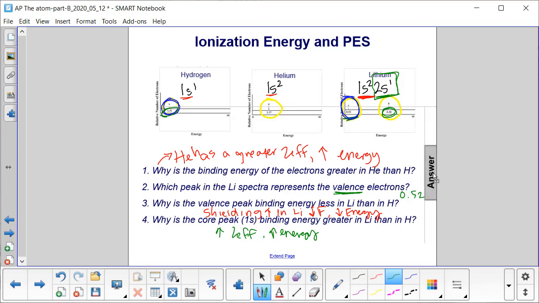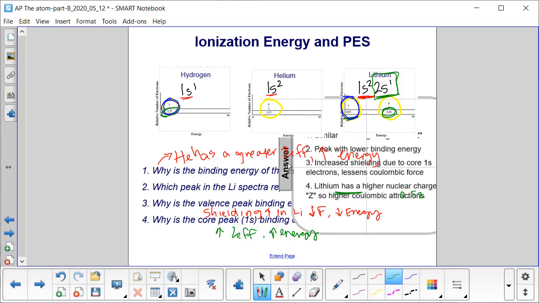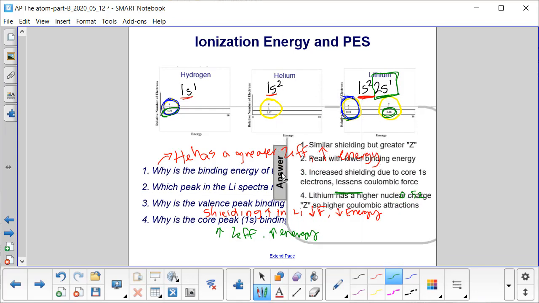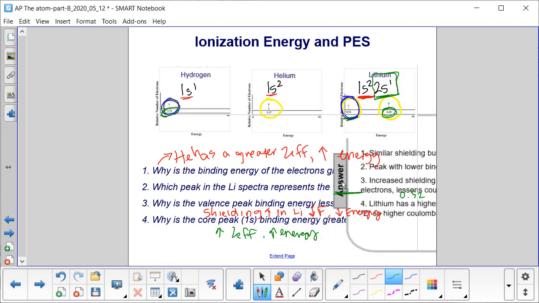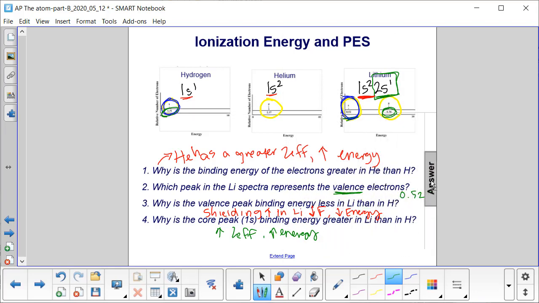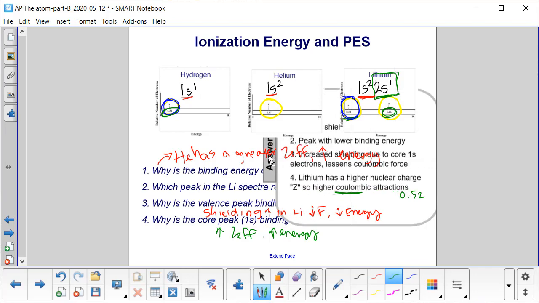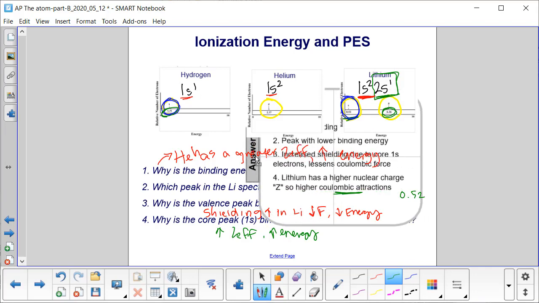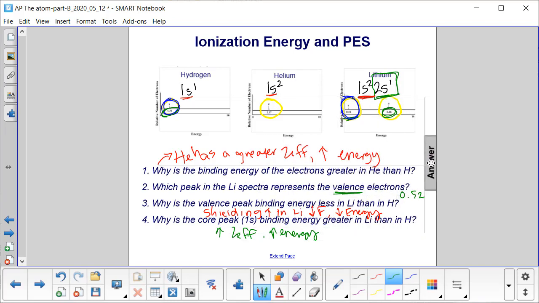Number 3, why is the valence peak binding energy less in lithium than in hydrogen? Increased shielding due to core 1s electrons lessens the Coulombic force. So that's what we wrote, okay? Increased shielding, decreased force. Number 4, why is the core peak binding energy greater in lithium than in hydrogen? Lithium has a higher nuclear charge, so higher Coulombic attractions. Okay, so there's a little summary for you, and a final comparison of the 3 PES spectra for the first 3 elements.